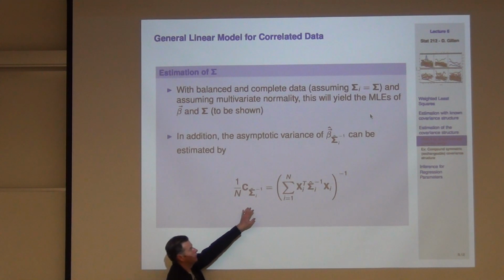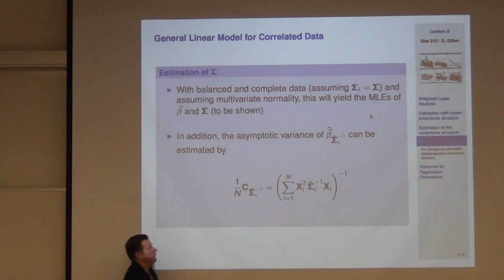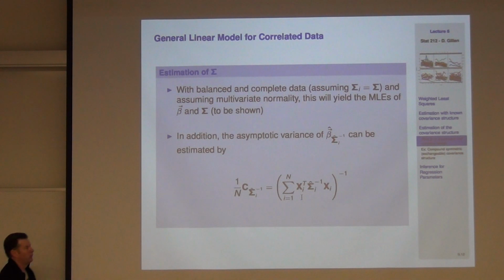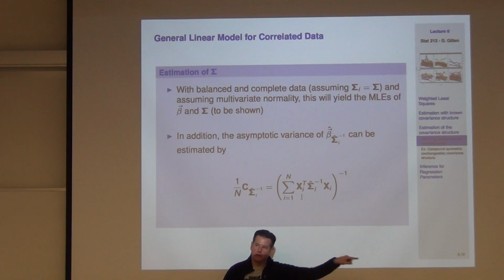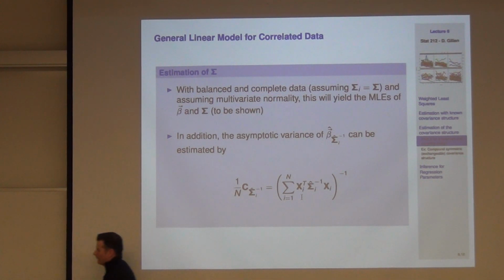The asymptotic variance then of beta hat, where you use that weight, is just going to be 1 over capital N times what I'm calling C sub sigma inverse here, which just looks like your sum of xi transpose sigma inverse xi. And again, that's because Wi in my method of moments estimator is converging to sigma inverse, right? Okay. You guys with me on that?